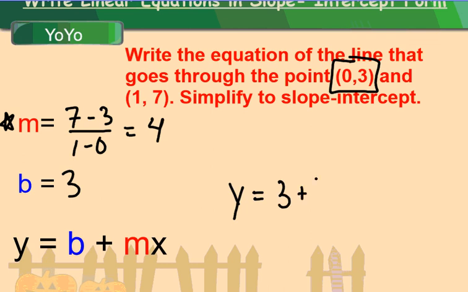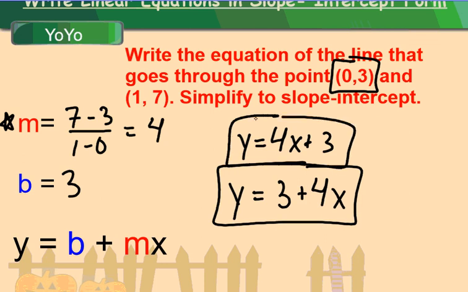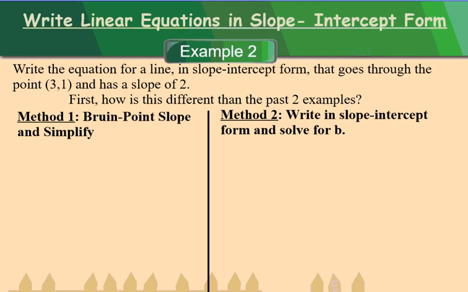I go up 4 over 1 for every x past 0, but I don't need to write past 0, and I'm done. y equals 3 plus 4x would be the same as if you wrote it as 4x plus 3. Either one of those is fine. So you've got to find the slope first if they don't give it to you.